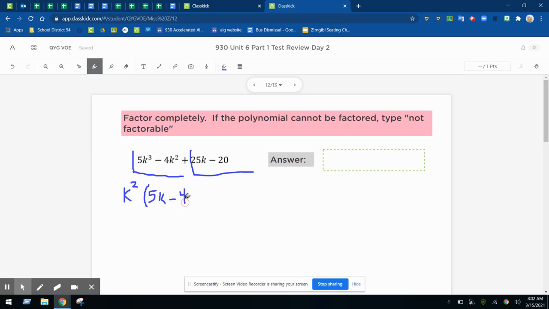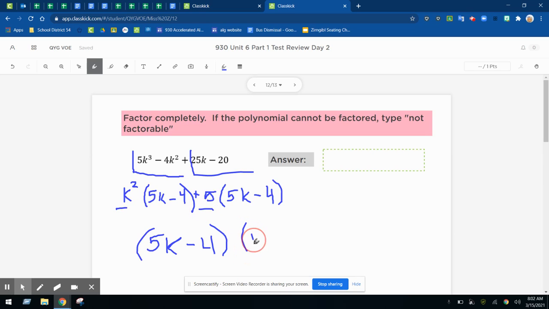minus 4. In the second half, I have 25k minus 20. All I can take out there is 5. And that again leaves me with 5k minus 4. So because I was able to factor out a 5k minus 4 from both parts, that's my first factor, 5k minus 4. My second factor is what's left on the outside, which is k squared plus 5. So those are my two factors.